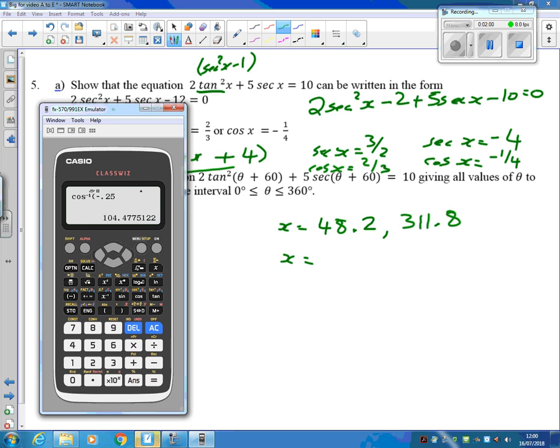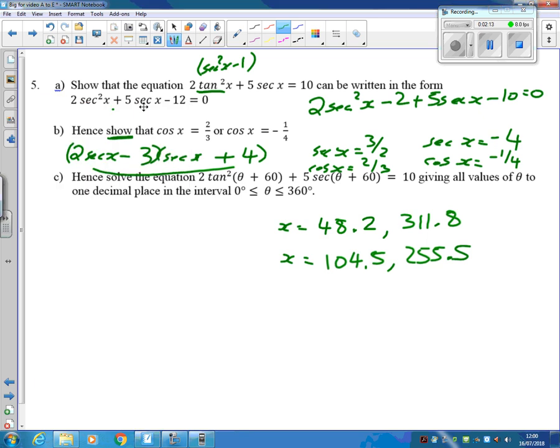which is 104.5, and 360 minus that answer is 255.5. Of course, they're all the answers for x. We haven't got an x here, we've got theta plus 60. So theta plus 60 is all of these answers, so theta is all of those answers take away 60.